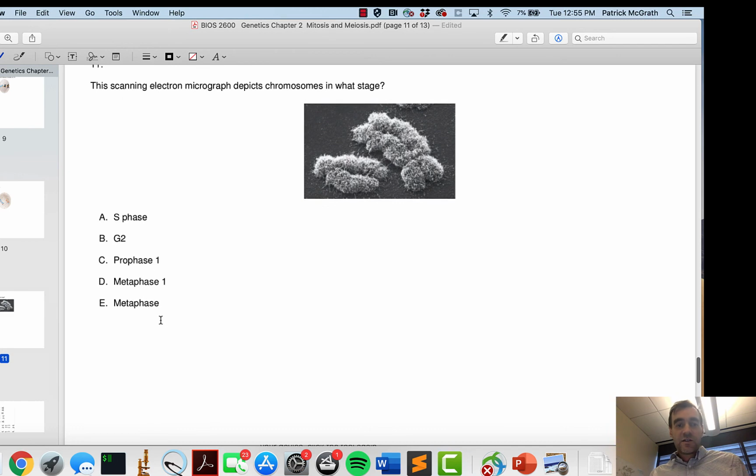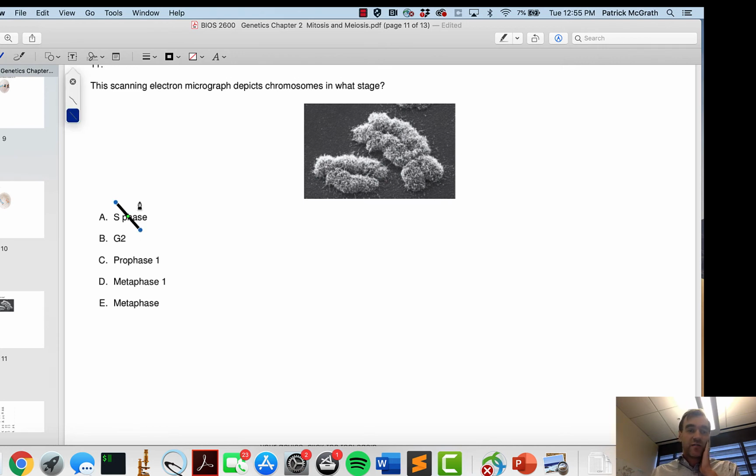11 is a little bit tricky. This is a scanning electron micrograph. So this is depicting cells in what stage? This is kind of similar to the way you do a karyotype. Typically you actually lyse and release the cells from the nucleus. Sometimes the best approach to these questions is just to exclude answers.